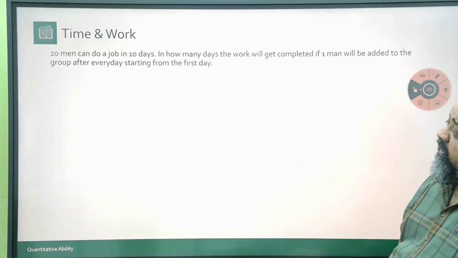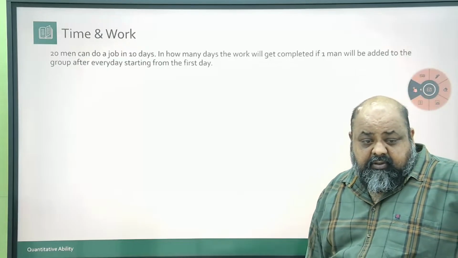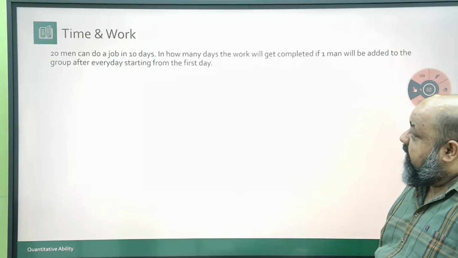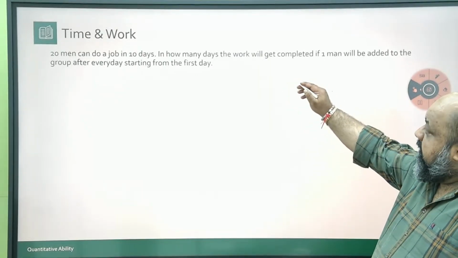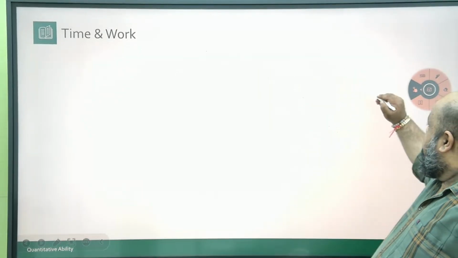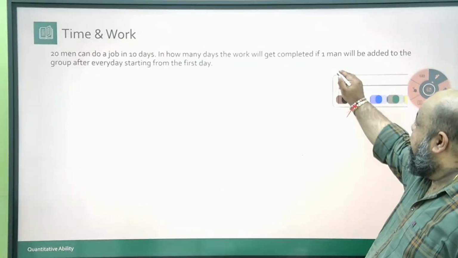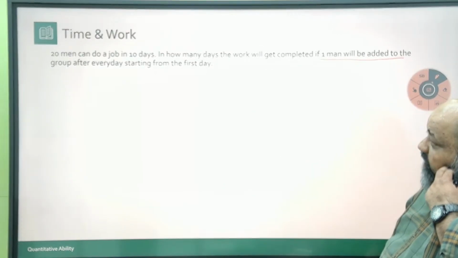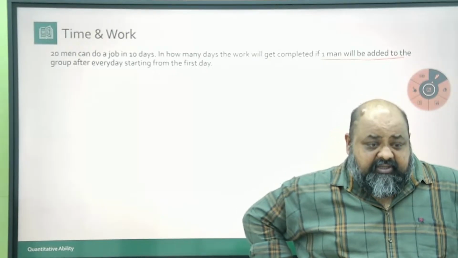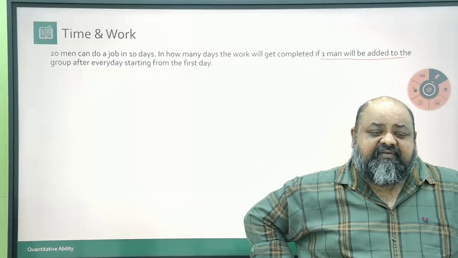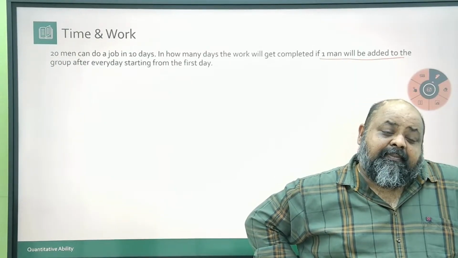The question says 20 men can do a job in 10 days. But what happens is, when the work starts, one man will be added to the group after every day starting from the first day. So if only 20 men keep on working, the work gets finished in 10 days. That is what is given to me. But that is not how the work is done in this case.